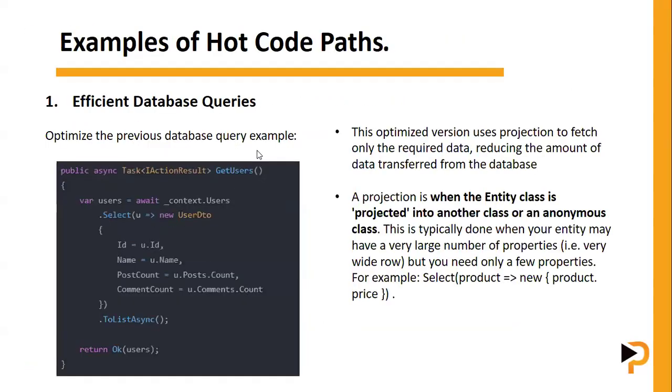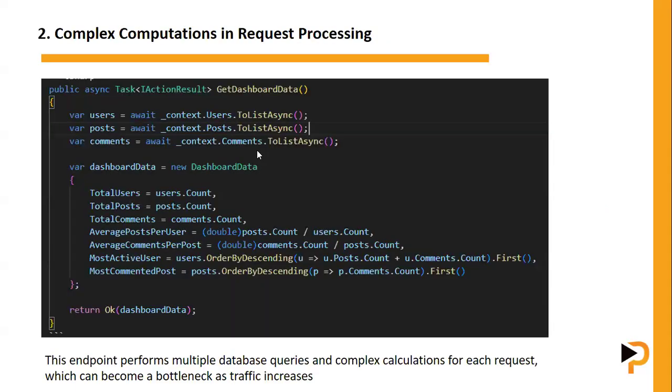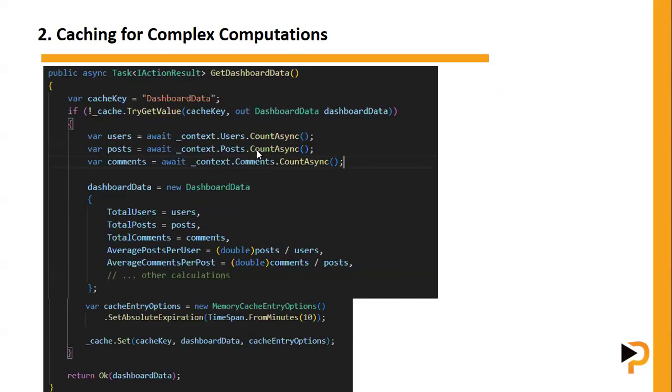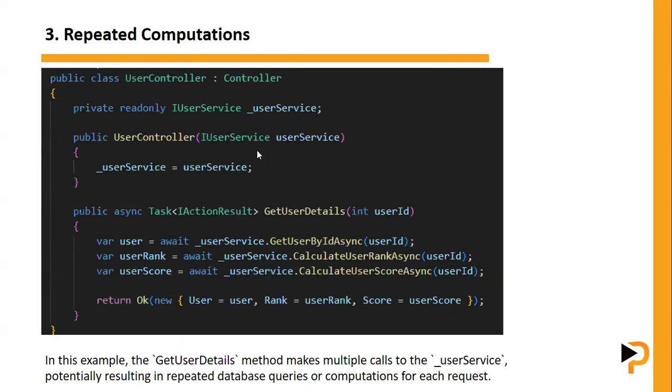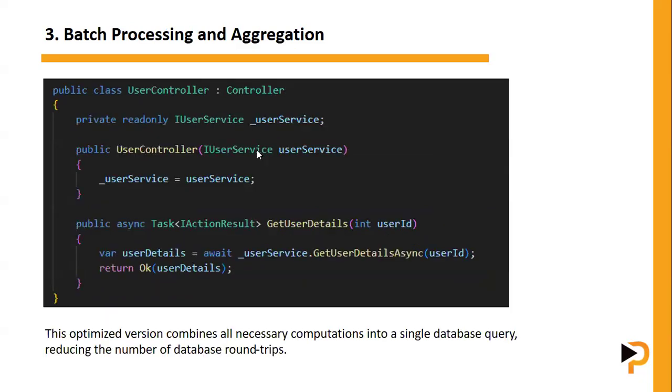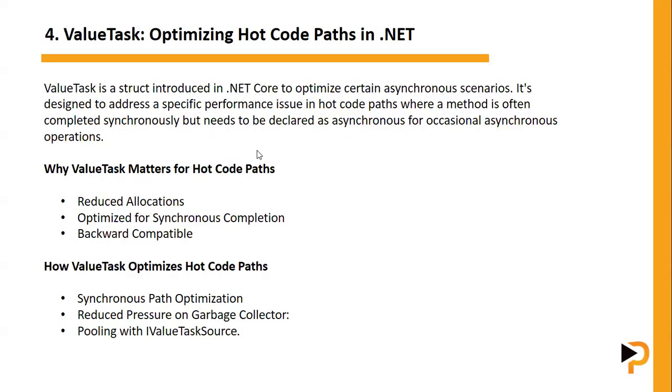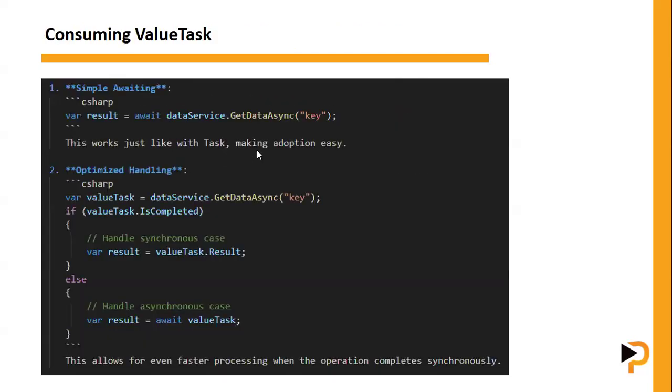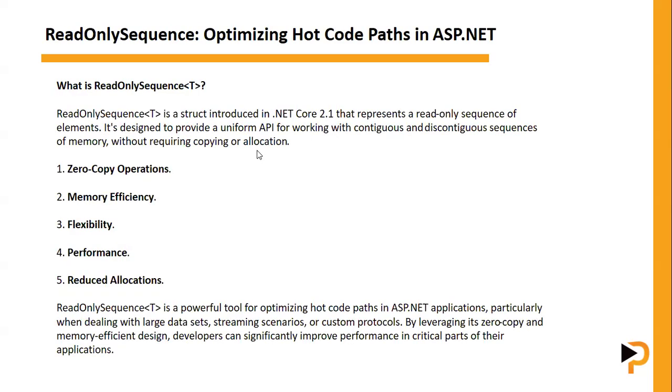So for database queries, we have to use the projection. Then, if there are some complex computations, in case of complex computations, either use the caching, or if you have repeated queries or a block of queries, go ahead with the batch processing. If you have a mixed kind of task which has synchronous as well as asynchronous functionalities, then go ahead with the ValueTask. And now we are on the ReadOnlySequence.